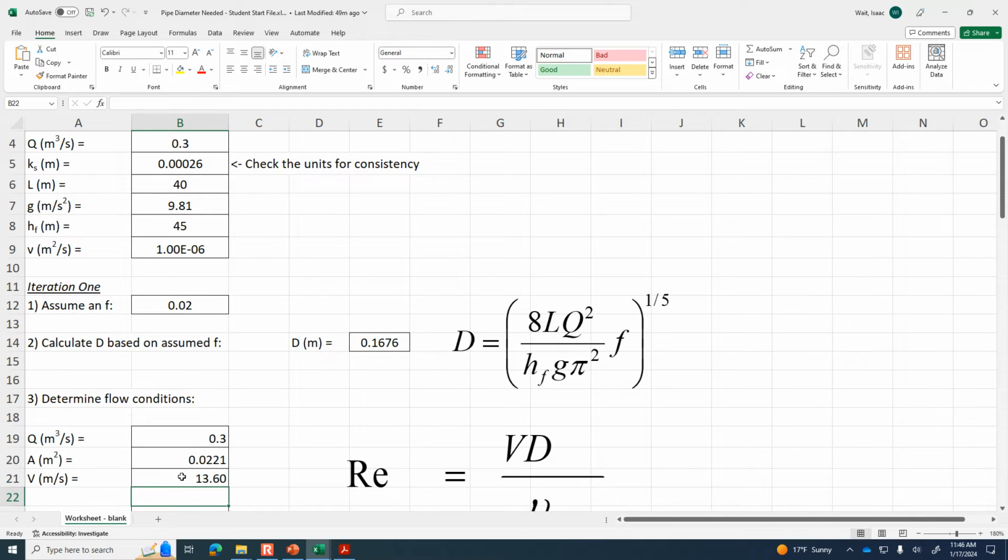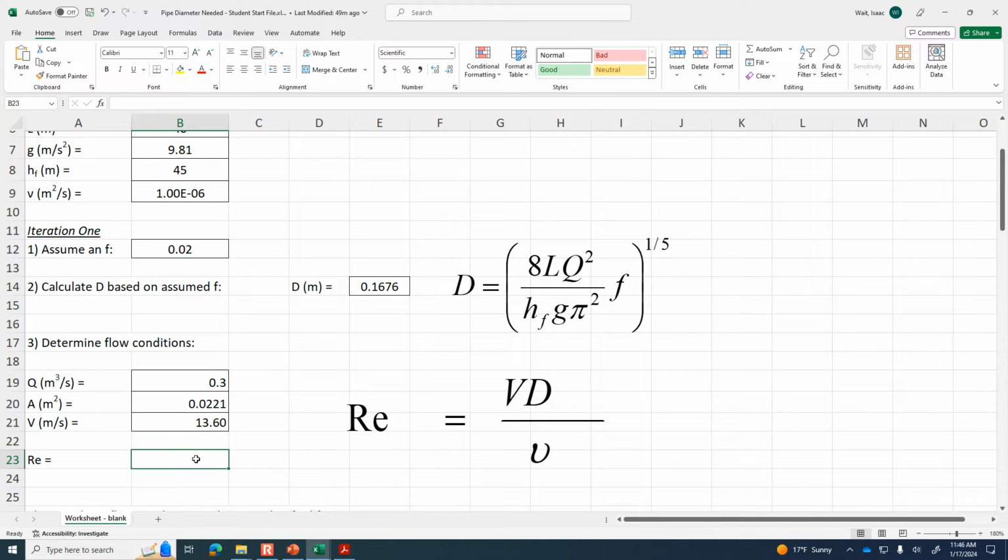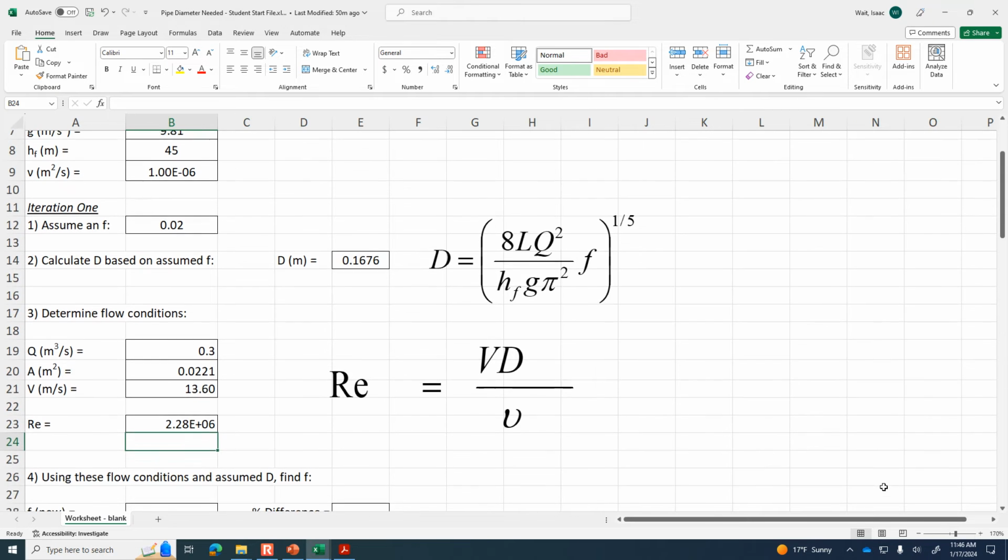Okay, so I've got the water flowing through the pipe at some velocity. And now we can calculate the Reynolds number if the flow is that velocity. It is the velocity times the pipe diameter that we've calculated divided by the kinematic viscosity. Since I'm always going to be referring up here to this top part for the kinematic viscosity, I'm going to anchor that reference, but I won't anchor the others because I'm going to do multiple iterations and I want to be able to just copy and paste in subsequent iterations.